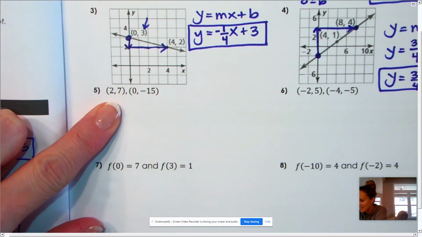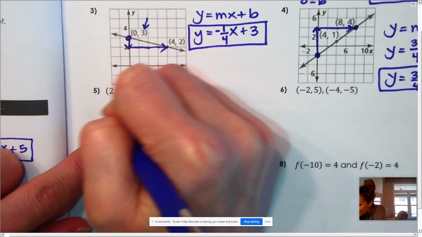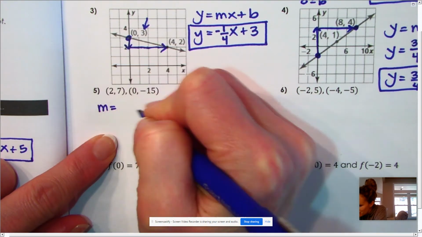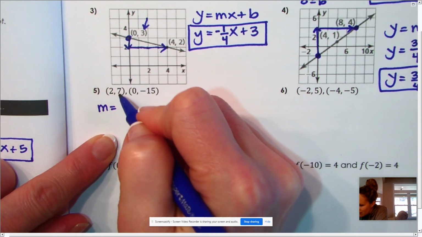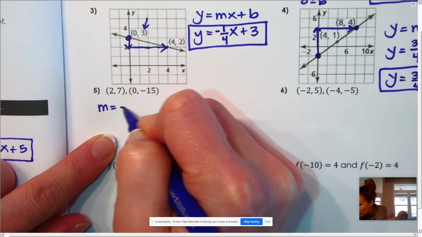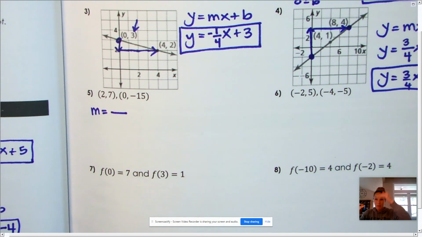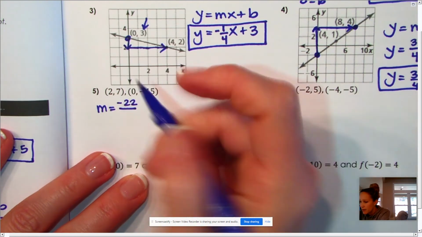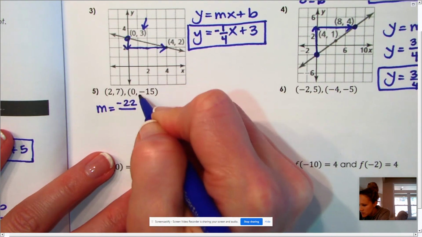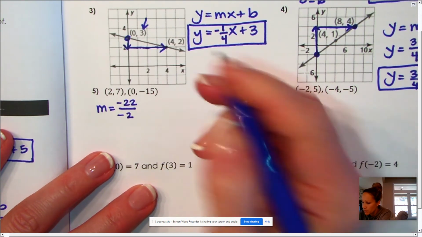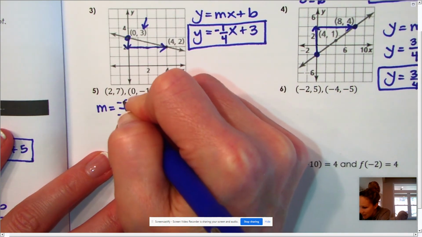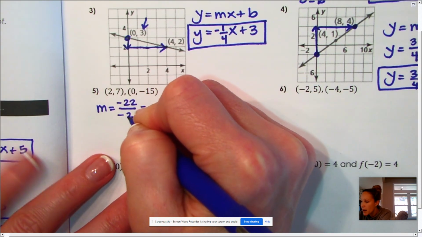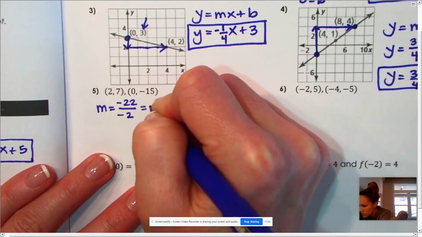All right, question number 5. We're going to find the slope first, and I'm going to see from 7 to -15, how much did it change by? Well, it dropped by 7 and then 15 more. So altogether, it dropped by 22. And then if I went from 2 to 0, I went backwards by 2. So if I reduce that, a negative divided by a negative is a positive. 22 divided by 2 is 11.